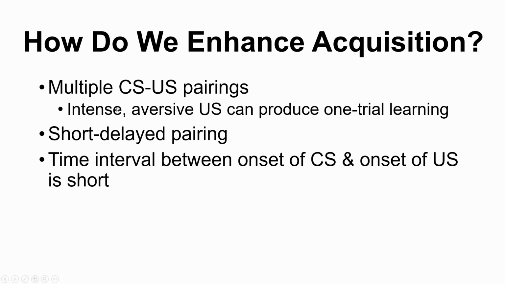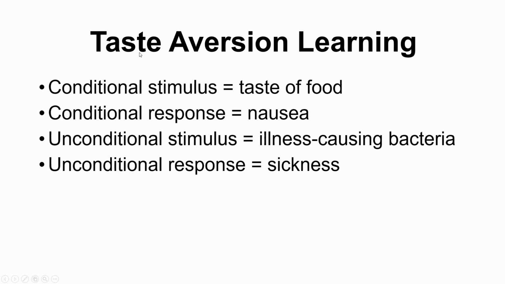However, there is a special case where we can have one trial learning. Especially with very intense, aversive, unconditional stimuli, we can have a situation where only a single exposure can lead to you learning that association. The best example of that is learned taste aversions.